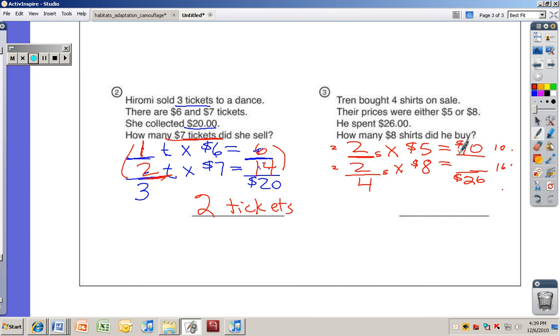$10, 2 $8 shirts, $16. Add them together and get 26. And they want to know how many $8 shirts. It's right here. 2 of those shirts.